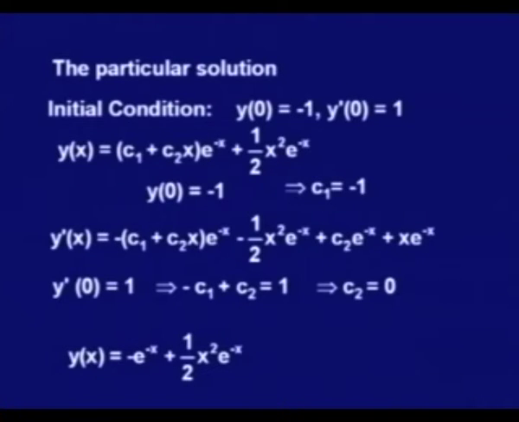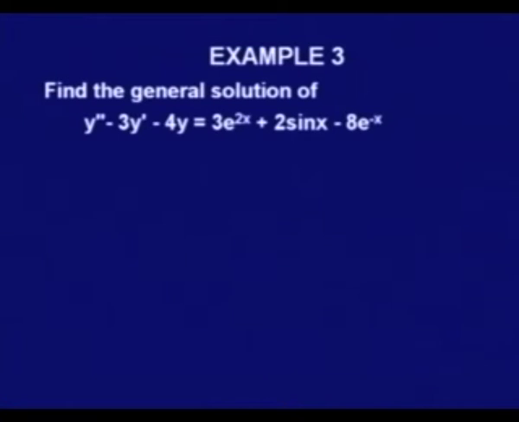Let us do one more example over here. Find the general solution of y double dash minus 3 y dash minus 4 y is equal to 3 times e to the power 2x plus 2 times sin x minus 8 times e to the power minus x.